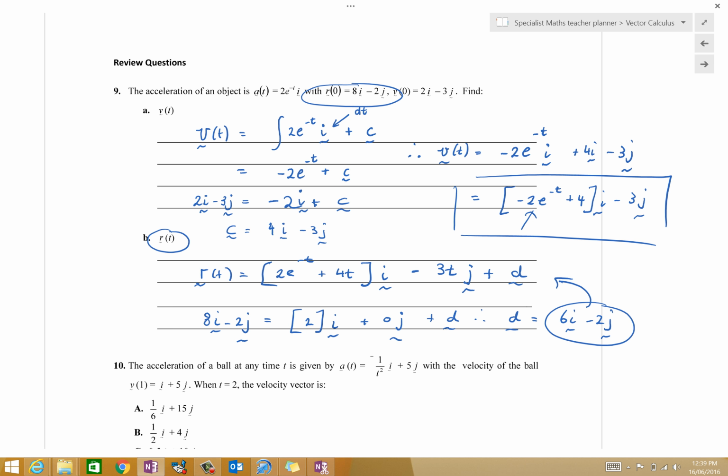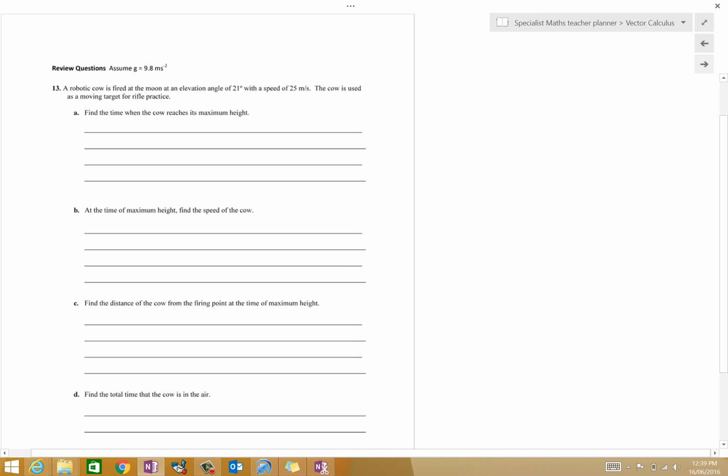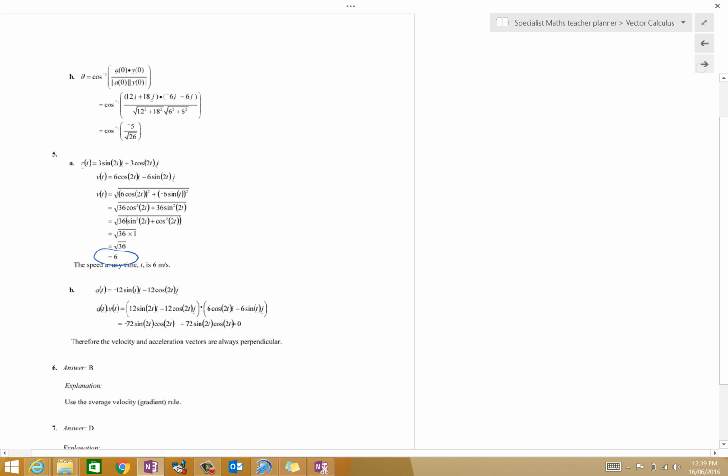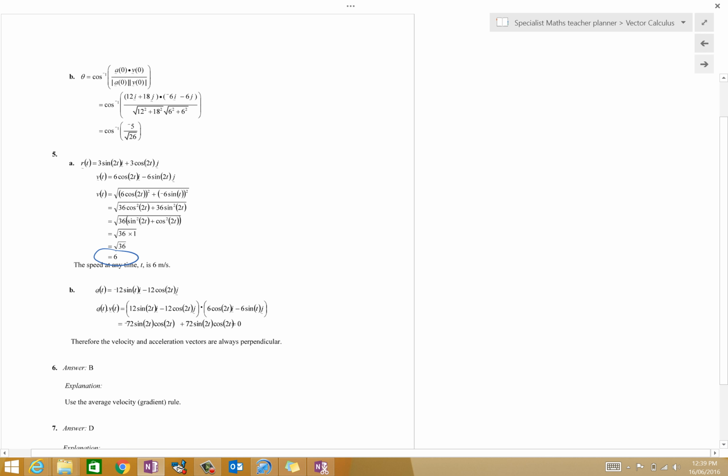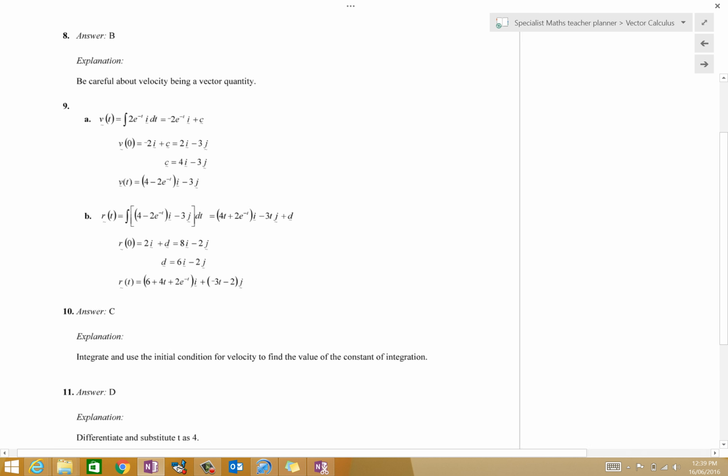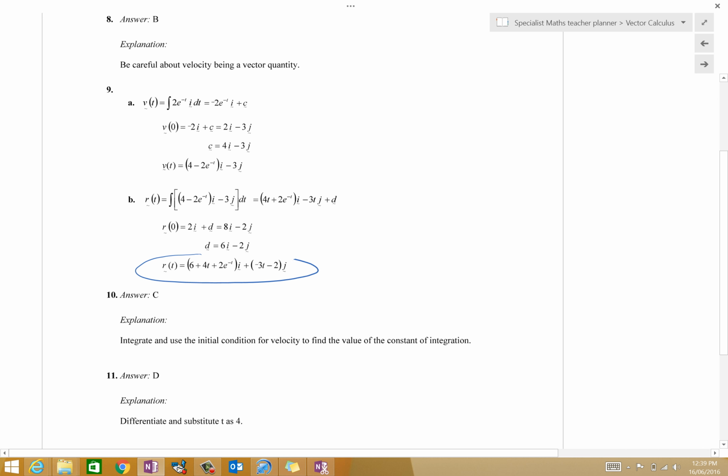So if I was to go to 9b, we're going to have that expression there where they've collected the i component and the j component. And remember that that d value goes in there. It was 6i minus 2j was what we found to be d. So you can see there that it's there.